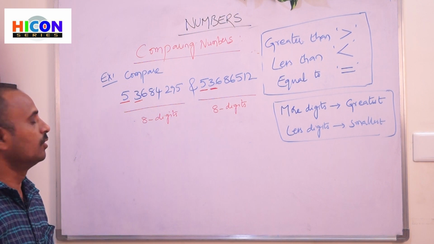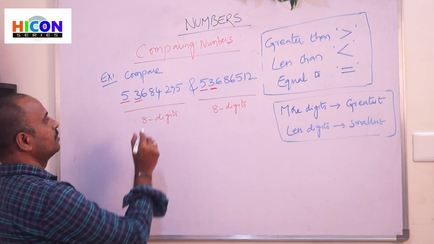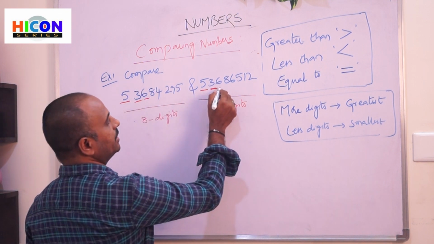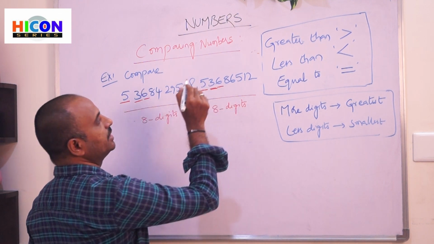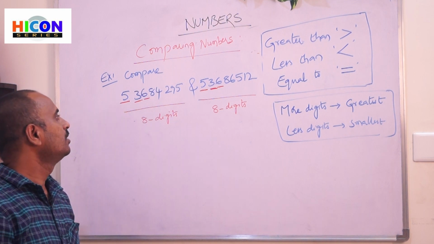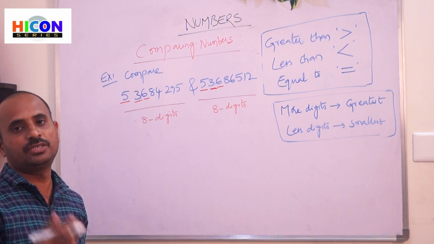So children, now go to the third digit. So what is the third digit here? 6. And what is the third digit here? Here also the third digit is 6. That means the third digits are also the same. Now compare the fourth digit.